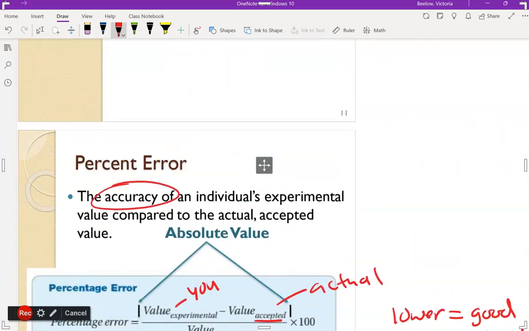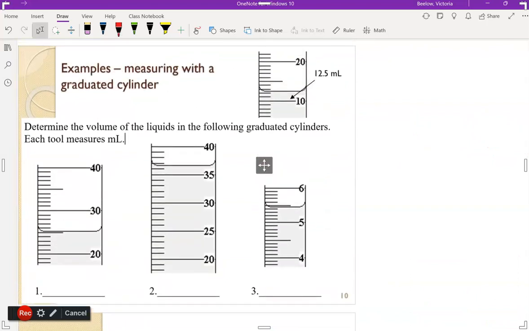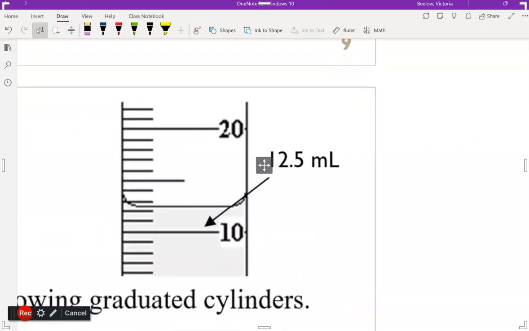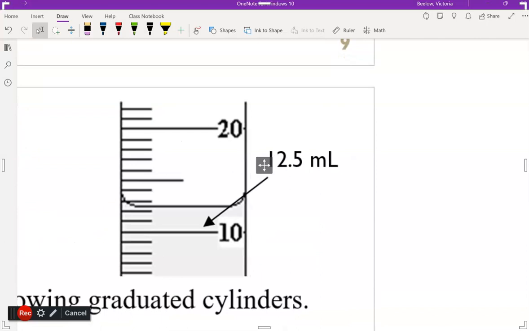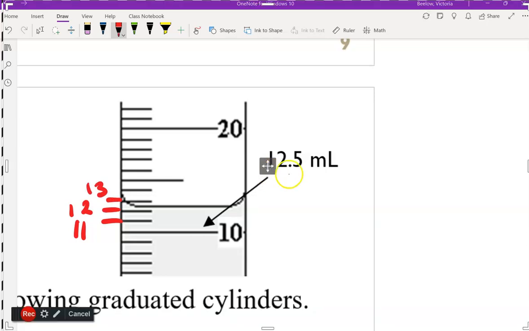So for example, I'm going to go back up here. We already did this, but let's go here. So here I have a graduated cylinder, and I know for sure if this is 10 right here, this right here is 11, this right here is 12. So I know for sure that, and then this is 13. So I know for sure it's in between 12 and 13.